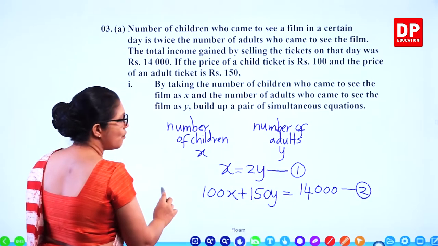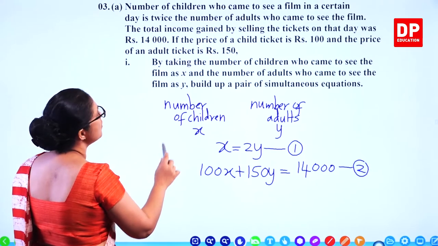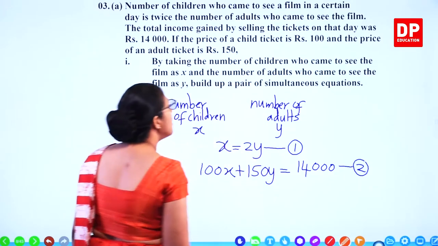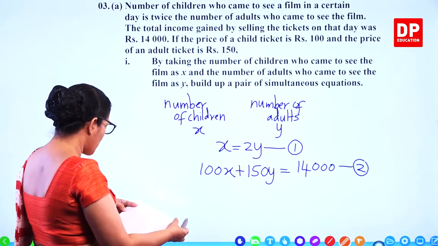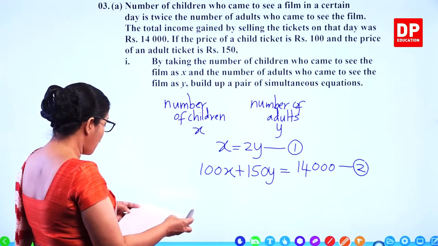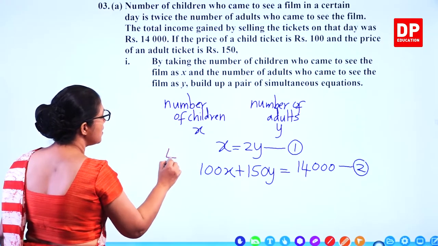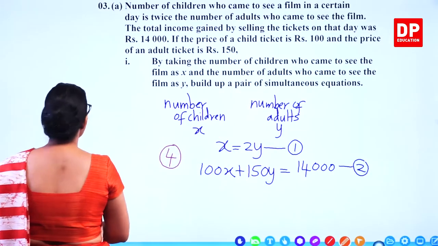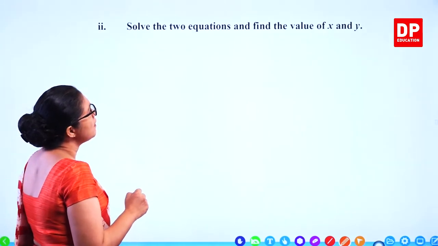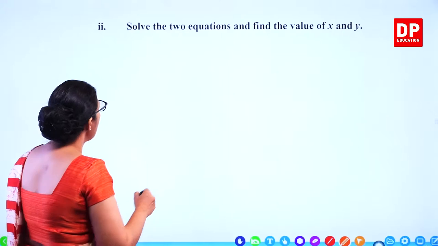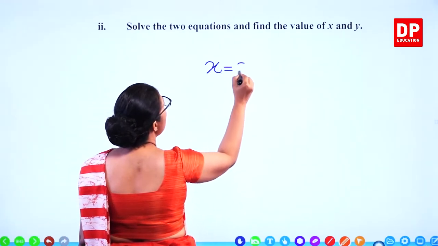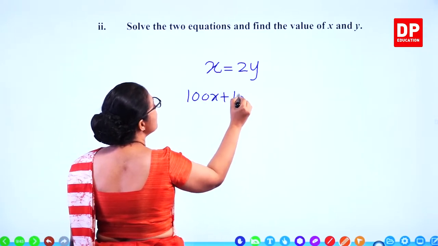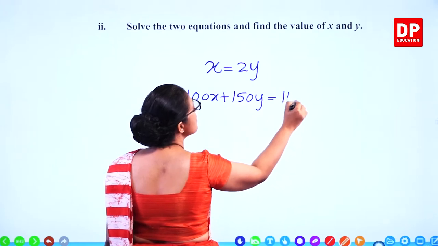Then what do we do? We have to solve the two equations. So this is the first part: build up a pair of equations. How many marks for that? You are getting 4 marks for writing down the two equations. Now we'll try to solve that. Solve the two equations and find the value of X and Y. So we have X equals 2Y and 100X plus 150Y equals 14,000.